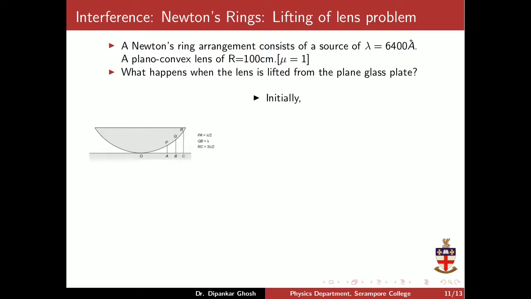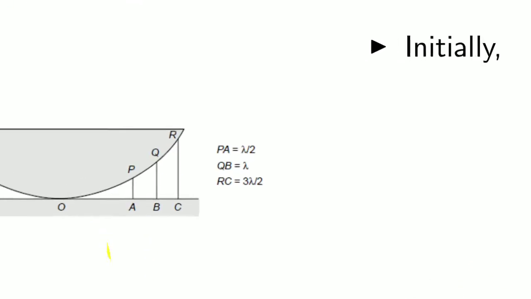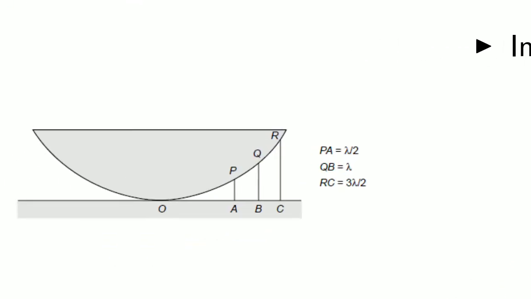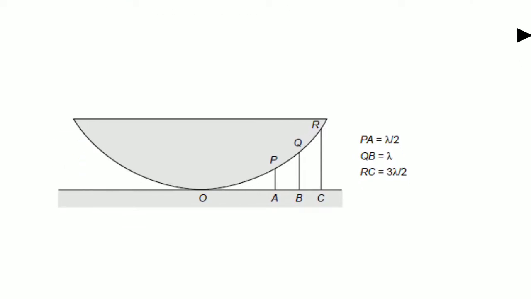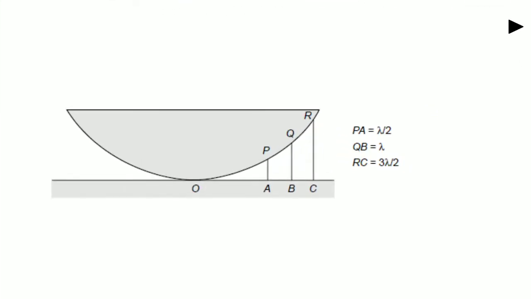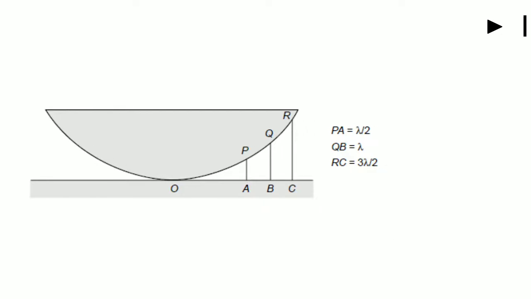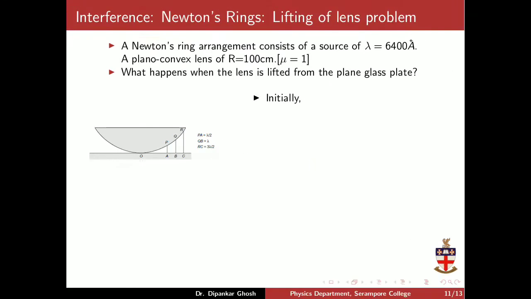Let's see. So this is the initial diagram. This is our lens, and we have denoted 3 points in the lens, P, Q, R. The corresponding points in the plane glass plate are A, B, C. You see PA is equal to lambda by 2, QB is equal to lambda, and RC is equal to 3 lambda by 2. These are all relevant. We will come to these.